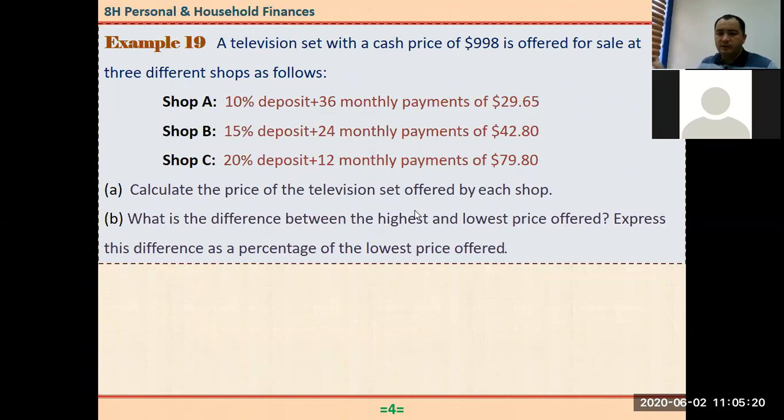So I have my worksheets, I keep it on my table. And what else do we need? We need a calculator. Good.